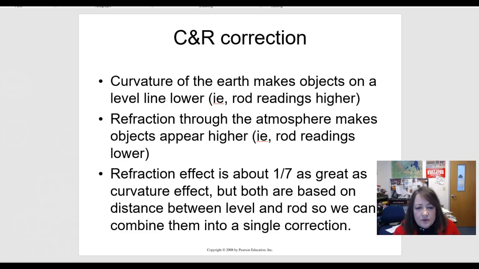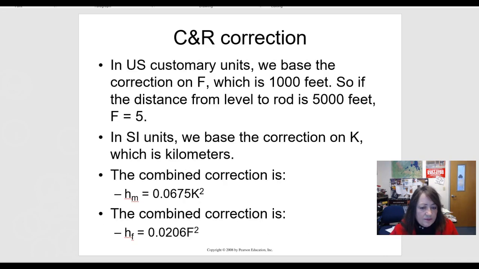But when you do have to worry about the correction, the curvature of the Earth makes the object on a level line lower, and the refraction makes the object appear higher. So they work in opposite directions, like the other slide showed us. But the refraction effect is about 1/7 as great as the curvature effect, so curvature kind of trumps this correction. The good news is they're both based on distance between the level and the rod, so we can combine them into a single correction.